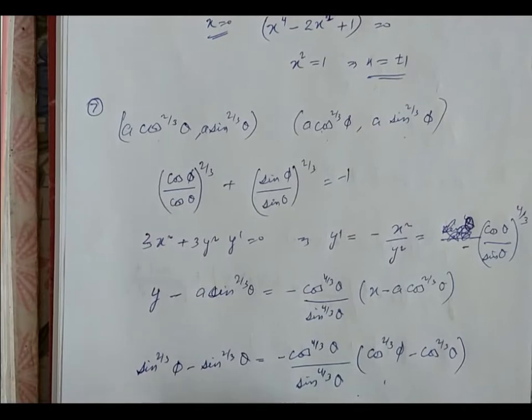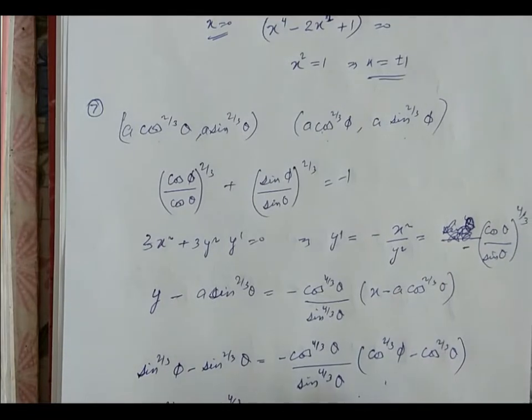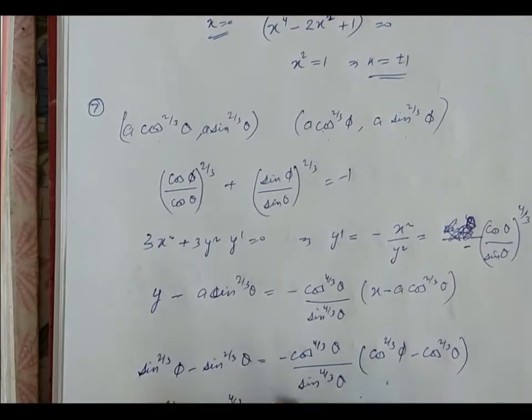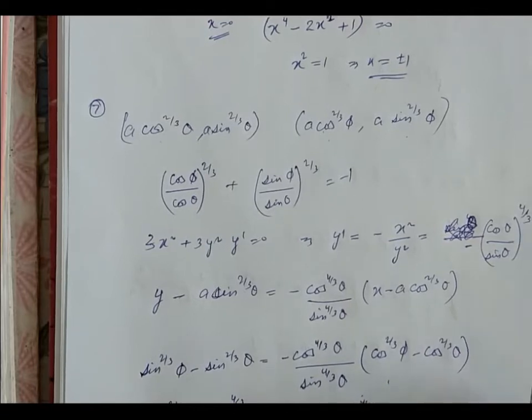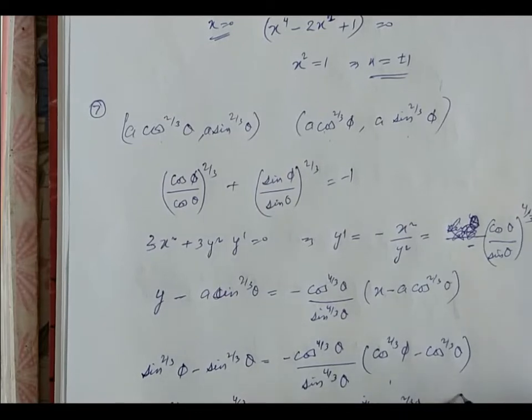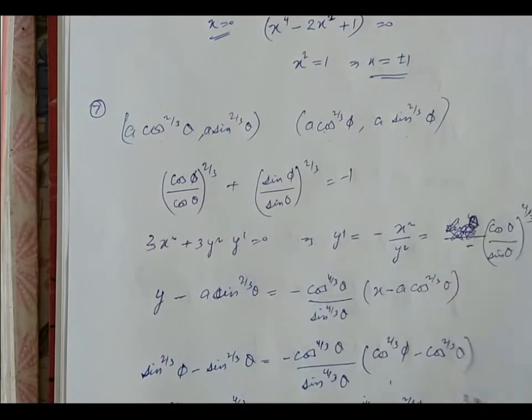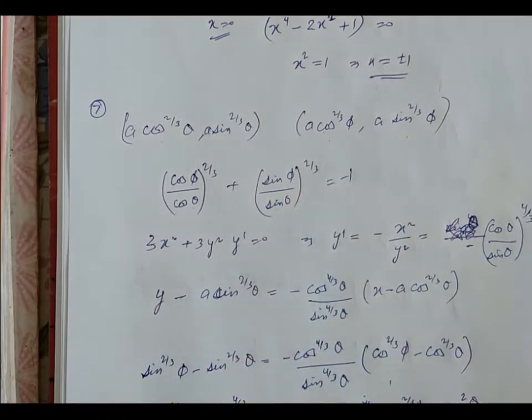So this implies sin power 2 by 3 phi times sin power 4 by 3 theta, and this would become sin square theta, is equal to minus cos power 4 by 3 theta cos power 2 by 3 phi plus cos square theta. So sin square plus cos square will become 1, and dividing the equation by cos power 2 by 3 and sin power 2 by 3, we will get the desired result. Okay.